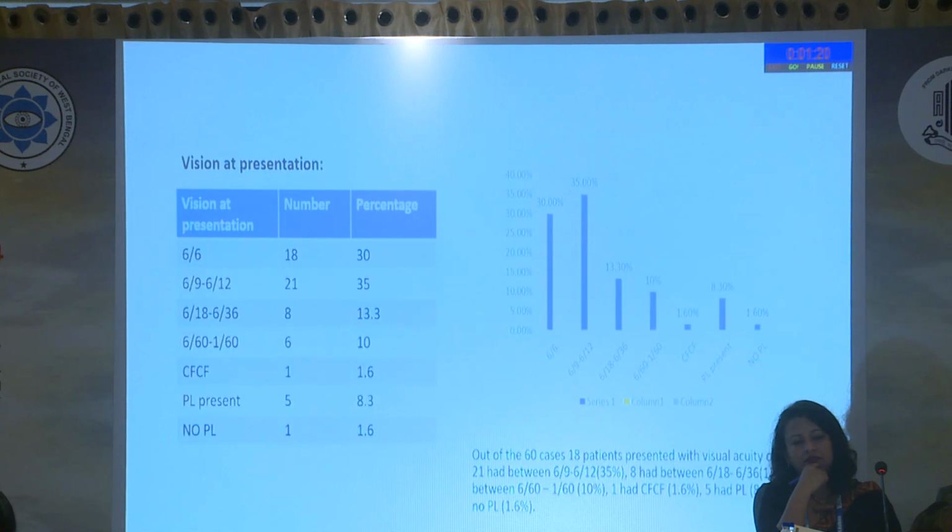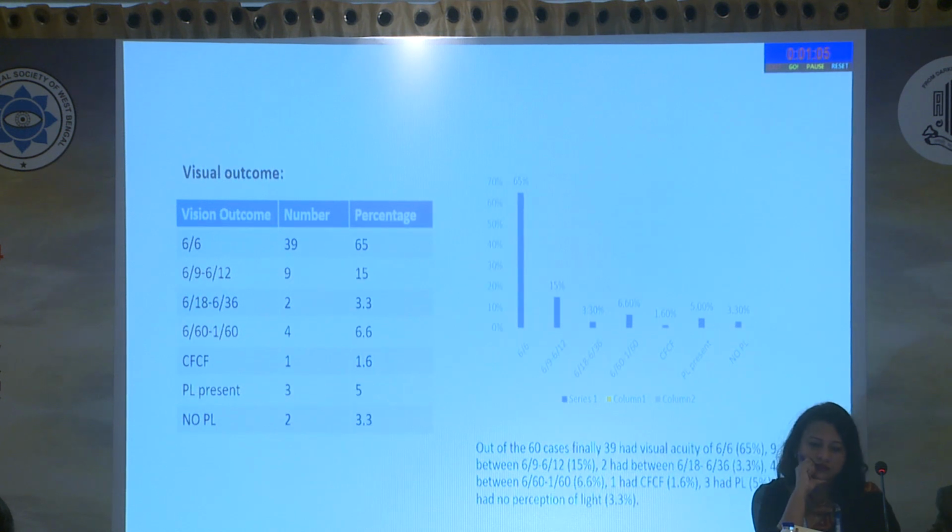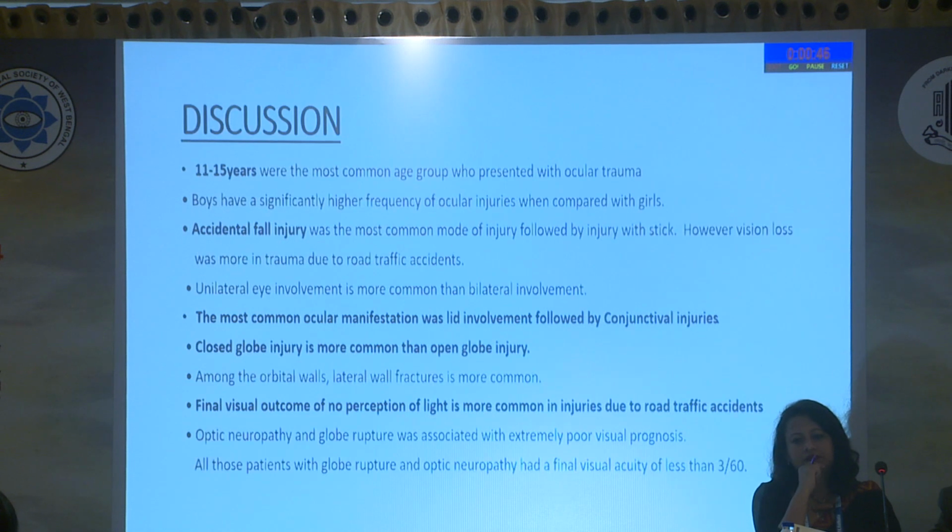Vision at the presentation, out of the 60 cases, 18 presented with visual acuity of 6/6, 21 between 6/9 to 6/12, and 8 in 6/18 to 6/36, and 6 were 6/60 to 1/60, and 1 is close to face, 5 had PL, and 1 had no PL. Visual outcome was seen that out of 60 patients, 39 had visual acuity of 6/6, 9 had 6/9 to 6/12, 2 had between 6/18 to 6/36, and 4 had between 6/60 to 1/60, and 1 had finger counting close to face, 3 had PL present, and 3 no perception of light was seen.